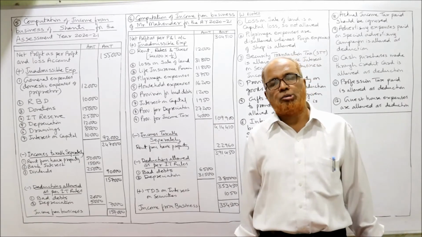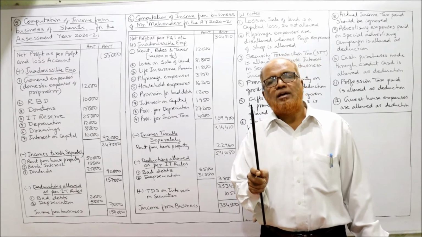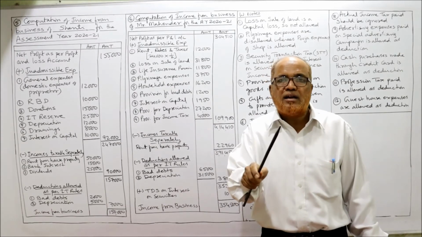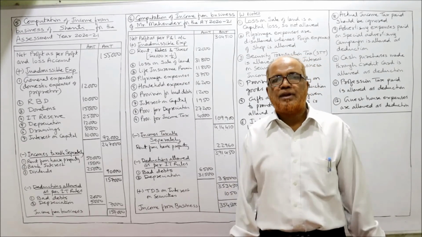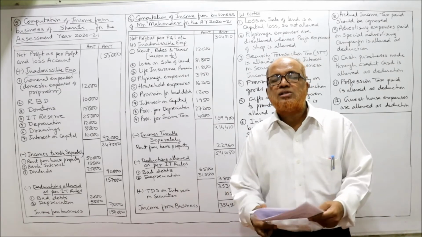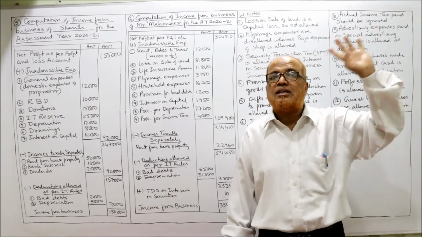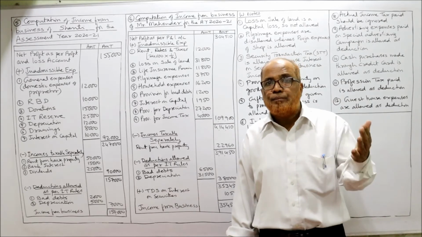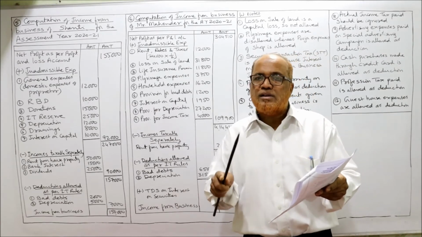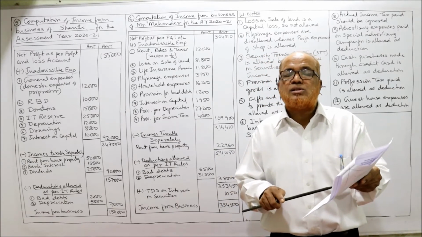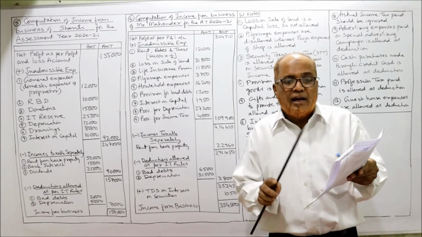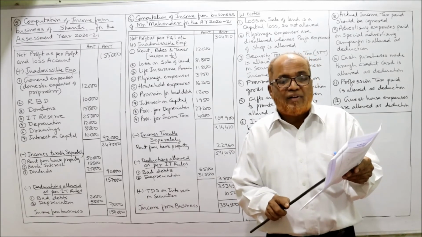Securities are part of stock. If securities are part of stock, then interest on security is a business income. If the sentence about being part of stock is not given, then interest on security is taxable under income from other sources. But here it is given that securities are part of stock, so interest on security is a business income. Nothing should be done. Interest is given net.